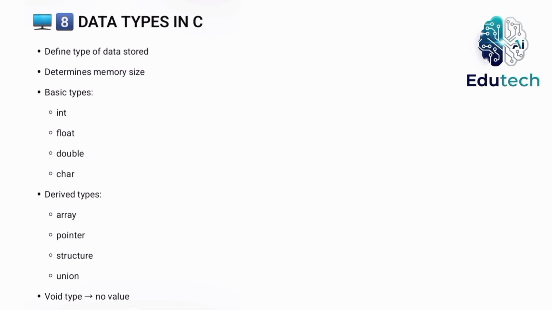Data types in C. Data types in C specify the type of data that a variable can store. They determine the size of memory allocated and the range of values that can be stored. The basic data types include int for integers, float for decimal numbers, double for large decimal numbers, and char for characters. C also provides derived data types such as arrays, pointers, structures, and unions. Additionally, there is a void data type which represents the absence of value.